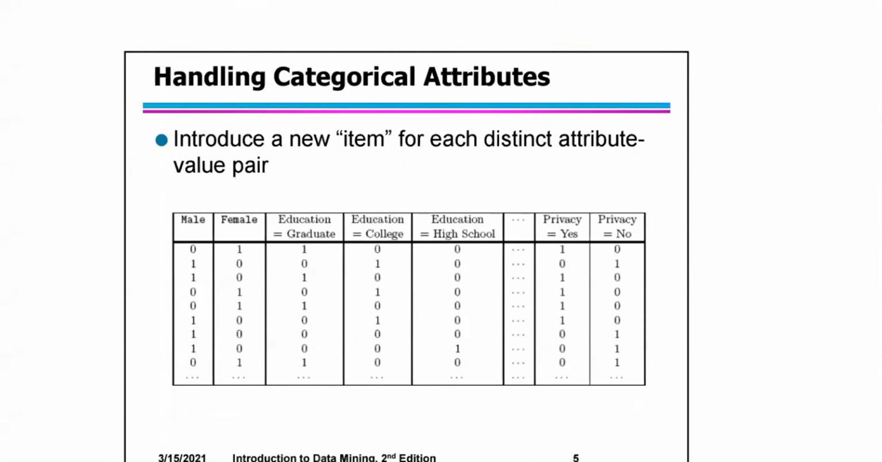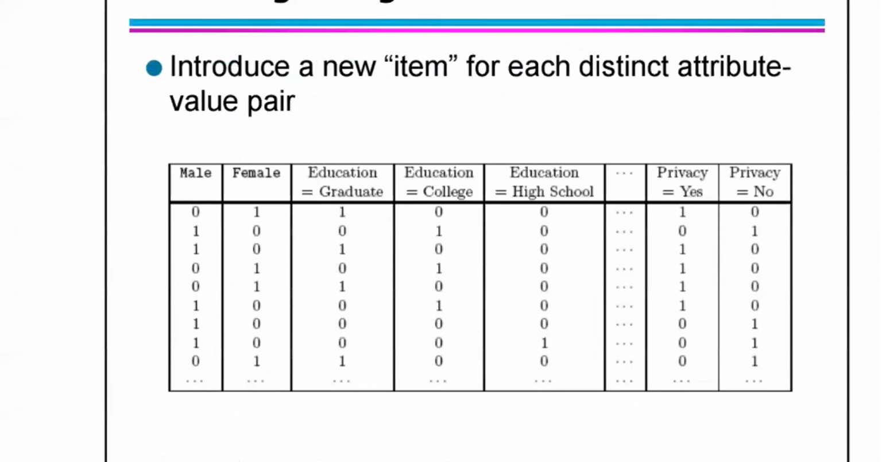That is the internet survey data with binarized categorical and symmetric binary attributes. We have to represent either male or female. Male is represented as 0 and female is represented as 1. In the previous case, the first record had gender equal to female, so female is represented as 1. And for the level of education, if education is graduate, we consider it as 1.